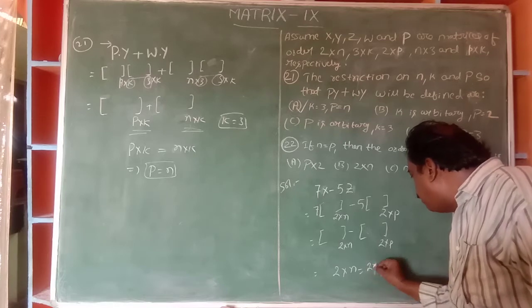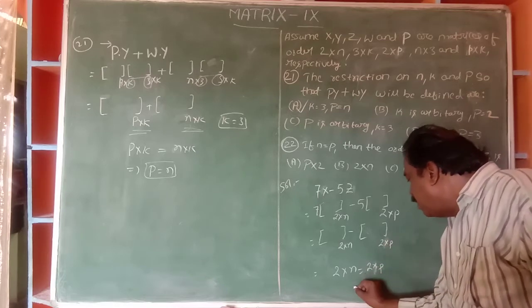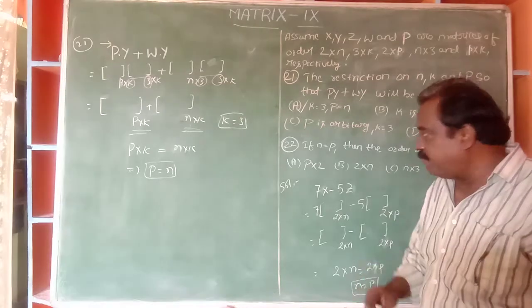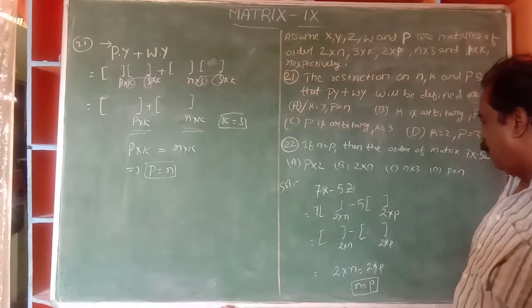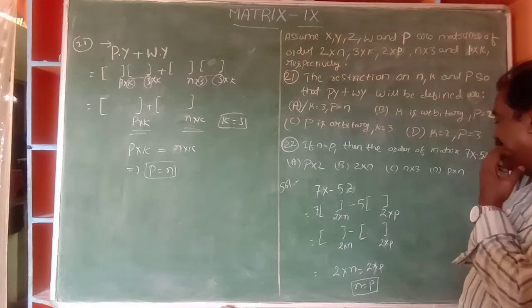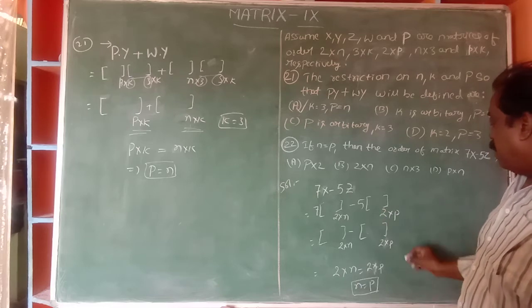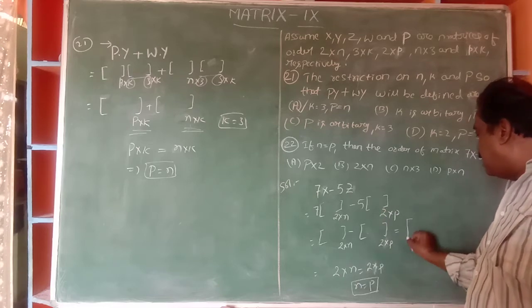It must be the same. Means n is equal to p. Here n is equal to p. Okay? Like that we have to prove. Okay? Right. And n is equal to p. Okay. But what is its answer?